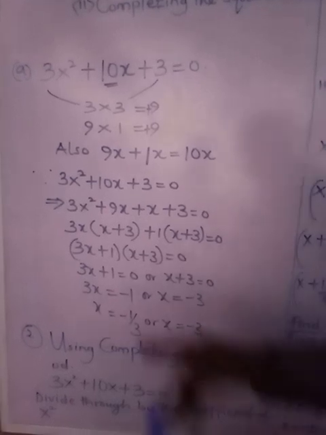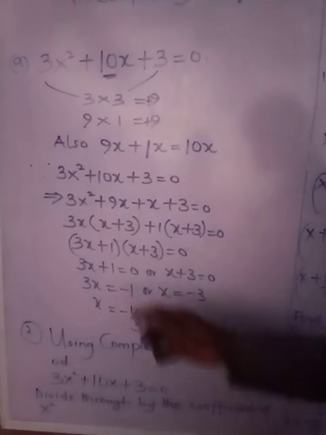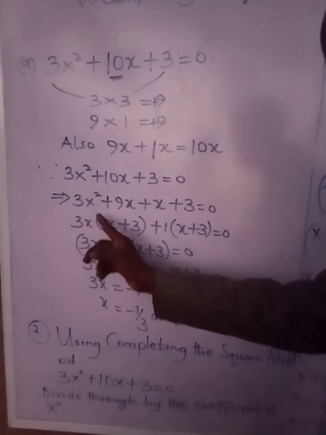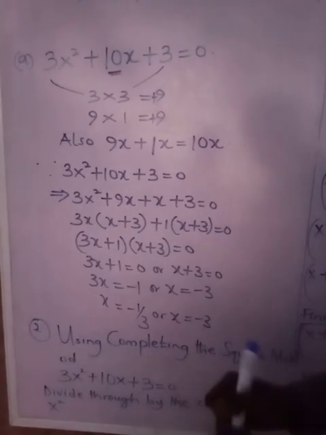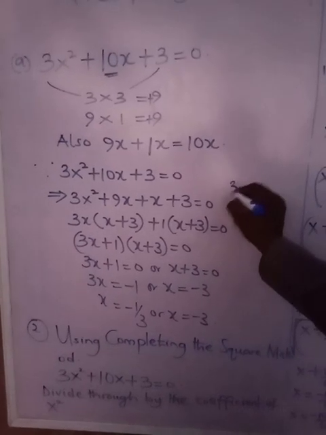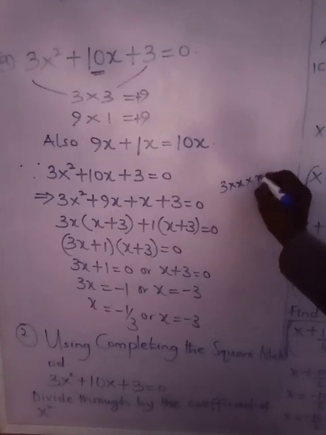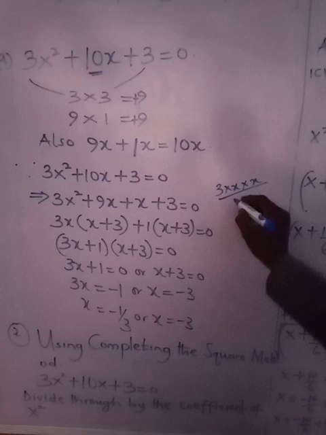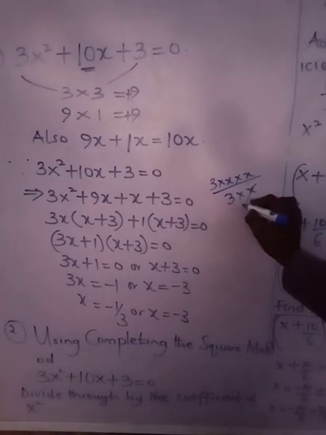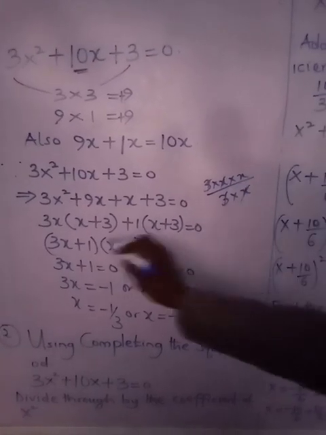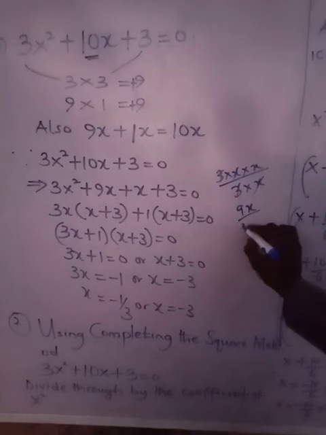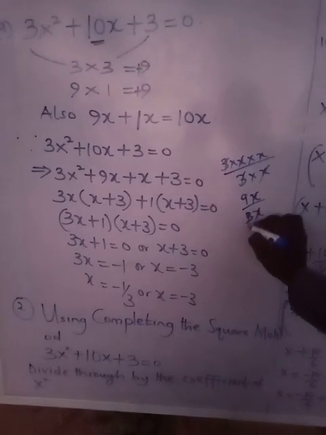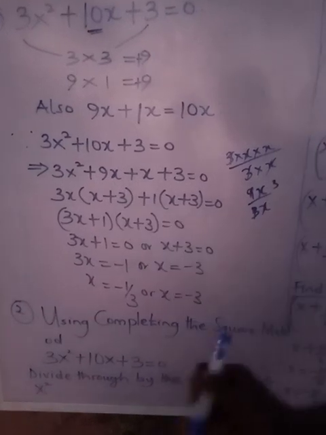You factorize. What is common to this and this? You see 3x is common to both 3x squared and 9x. How do you do that? 3x squared means 3 times x times x. So you divide it by 3x, 3 times x. So this one cancels it, so we have x left. And when you have 9x over 3x, then you have 3 left. That's what we have here.